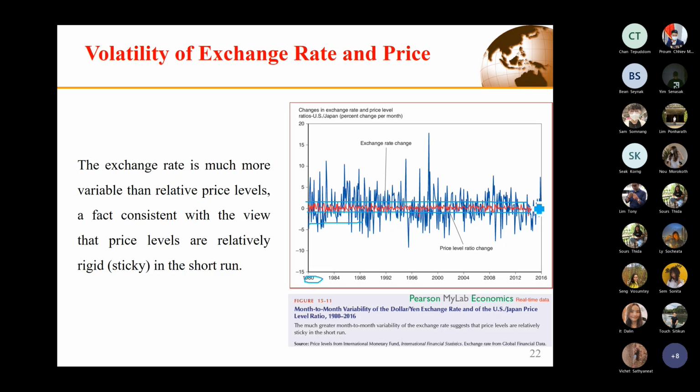Here I have monthly data. You can see sometimes the change in the exchange rate can go up to more than 15%, and sometimes it may drop to more than minus 10%. But price change is within a range of maybe minus 1% to minus 2%. So prices change very little. Prices tend to be very sticky. They change, but little. And the exchange rate does change, very unpredictably.